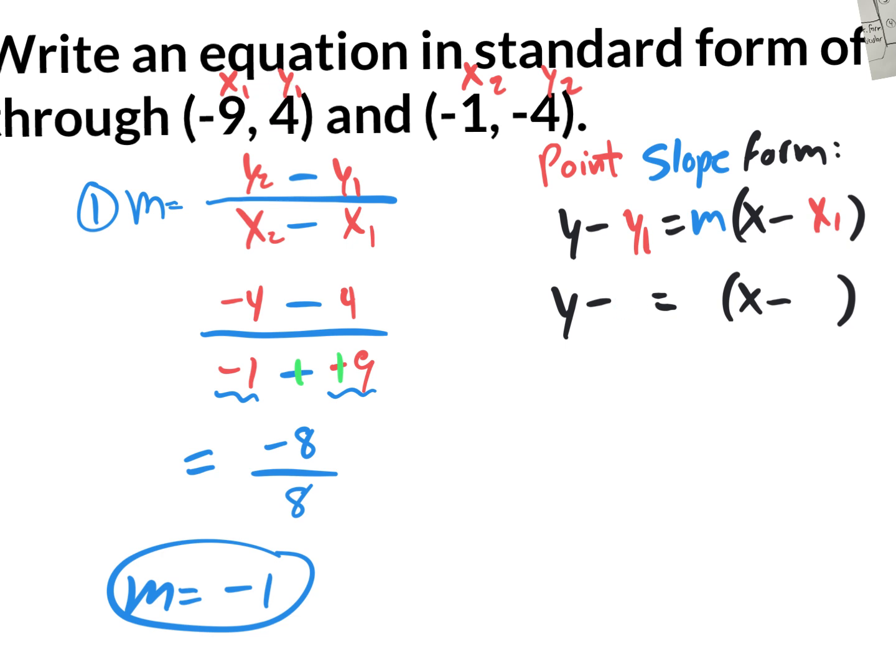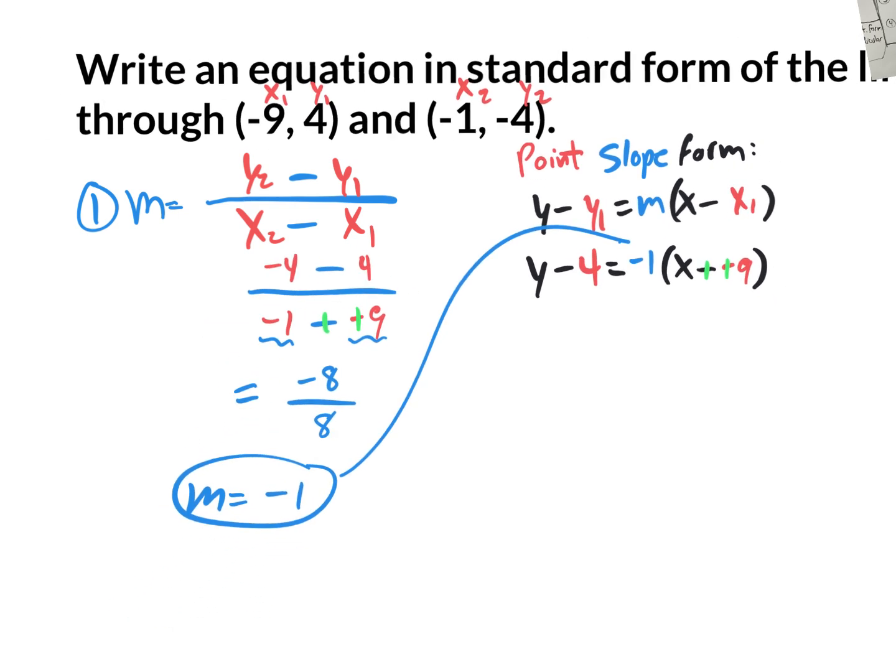A 4. Yeah, okay, so let's put the 4 right there. It's the y1 value of 4. How about the x1 value? What's the x1 value? -9, and that will change to a +9 because of the minus changing to plus plus. What about that m that goes right here? What's an m? We found out with the slope formula that it was -1, so we're going to put that right there. And that is our point slope form equation.